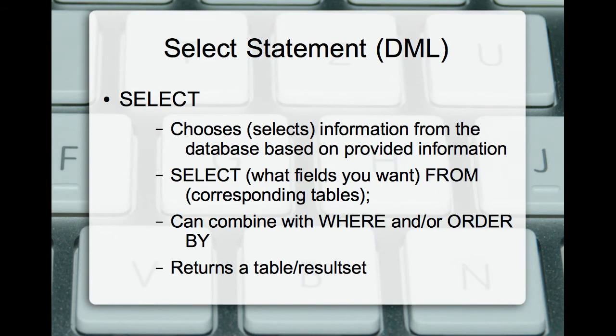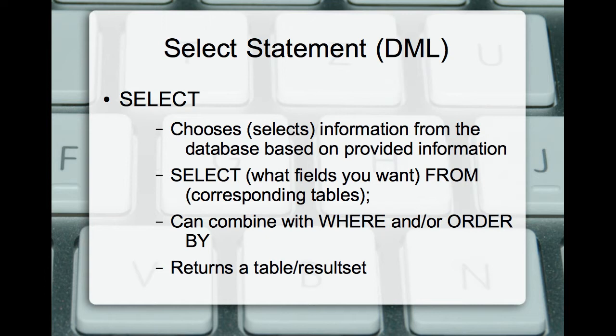The first statement we want to look at is the select statement. It is a DML statement. Select chooses information from the database based on user-supplied information. The structure is SELECT, and then you put the fields that you want separated by commas, and you can put them in parentheses if you'd like. The keyword FROM, and, in SQL, we keep all of our keywords in all caps even though it is not case sensitive. And then the corresponding tables. All statements in SQL end with a semicolon.